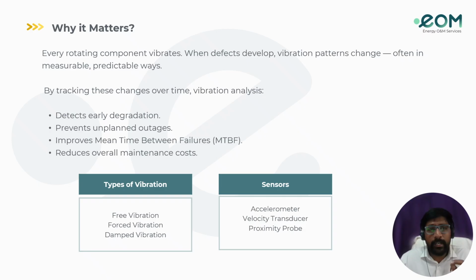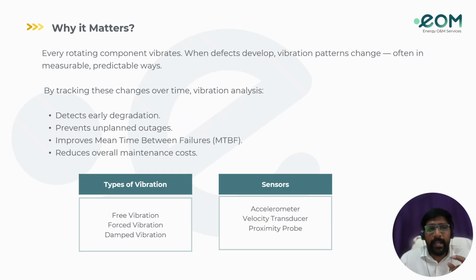The main types of vibration to be noted are three. The first one is free vibration, which occurs when a system oscillates after being disturbed from its equilibrium position. For example, shaft deflection may be caused after a shutdown or regular maintenance is done. The second one is forced vibration, driven by external periodic forces. For example, any imbalance or misalignment can cause forced vibration. Damped vibration is where energy dissipates over time due to friction, like bearing damping, which is an example for damped vibration.